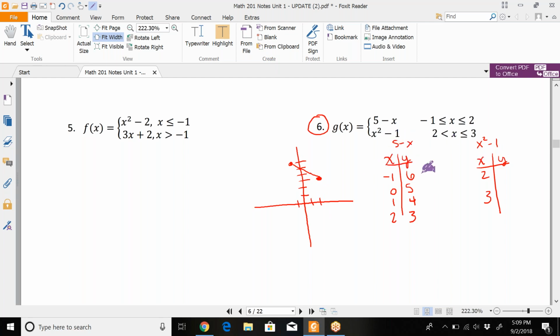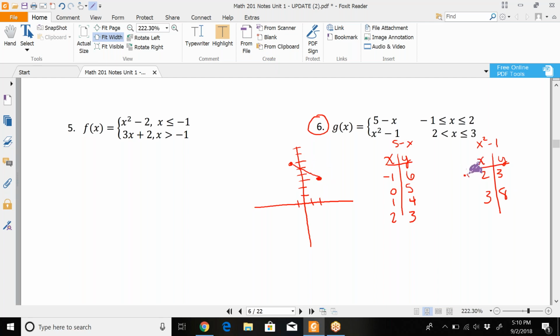Now for x squared minus 1, at 2, that'd be 4 minus 1, so that's 3. And at 3, it's 9 minus 1 is 8. So 1, 2, 3, 4, 5, 6. I didn't have enough marks there, so that's up to 8. So the 2, 3 is the same.